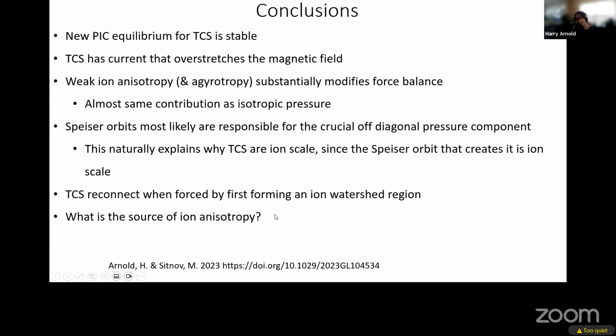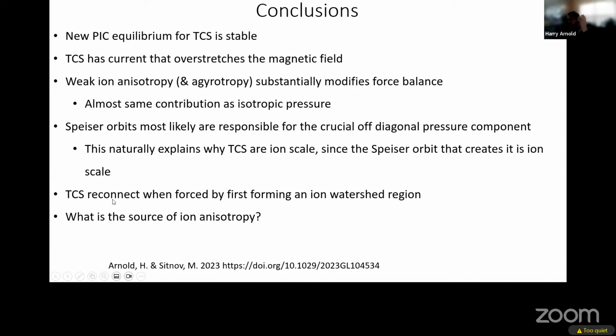And finally, I just want to end with this question here. Okay, fine. If anisotropic ions are responsible for these thin current sheets, that's great. But where does the ion anisotropy come from? And it's not totally clear where it comes from.